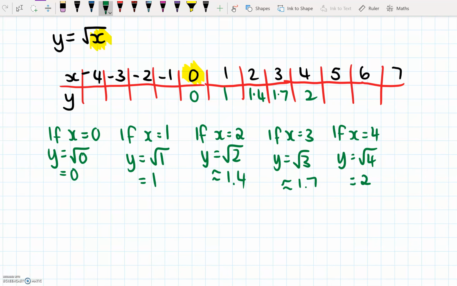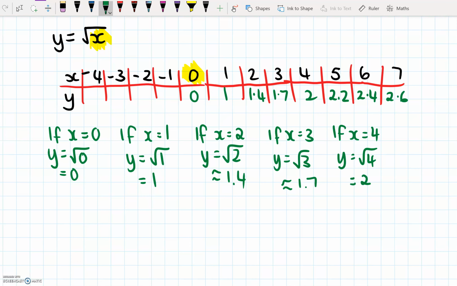So the square root of 5 is 2.2. The square root of 6 is 2.4. And the square root of 7 is 2.6.